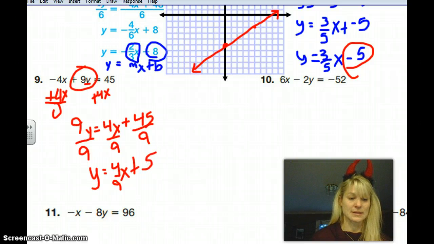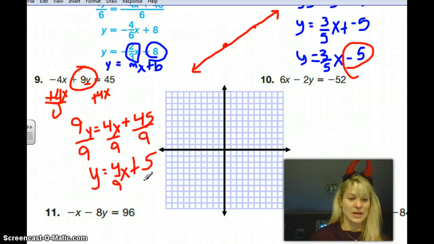So we're going to take this and graph it again. So again, this tells me where to start. This is the y-intercept. Here's my y, 1, 2, 3, 4, 5. And then this is my slope. That's y over x, positive y, positive x. 1, 2, 3, 4, 5. 1, 2, 3, 4, 5, 6, 7, 8, 9.